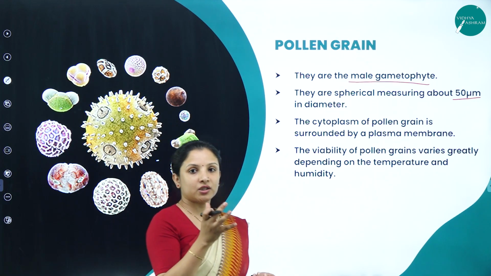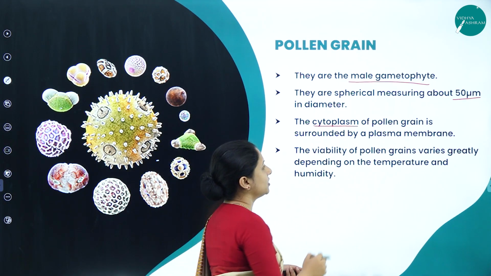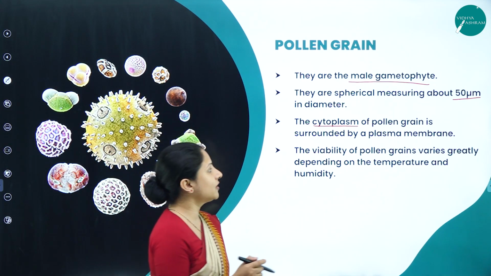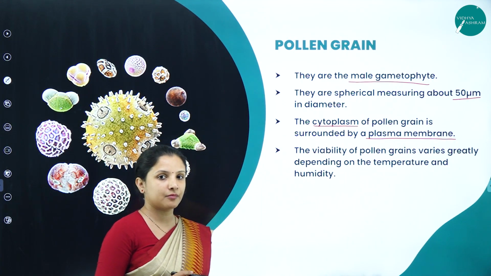The pollen grain is filled with cytoplasm, and the cytoplasm is covered by a plasma membrane.